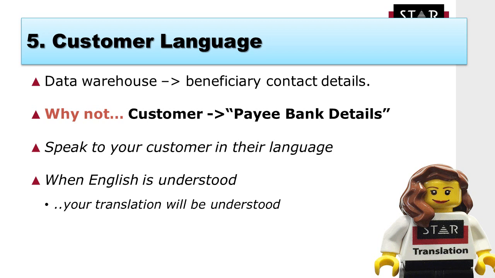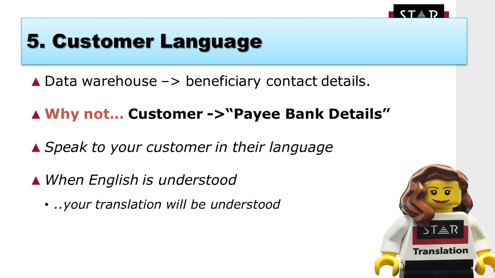So speaking of customer language, and how customers work, you should always speak in a customer's tone of voice. This is a real live example. We had a banking system that we worked with, and we were asked to translate the data warehouse beneficiary contact details. Now, I manage our finances, and I didn't know what this term meant until the guys explained to me, oh, that's the customer payee bank details, right? So in bank terms, the data warehouse is their bank information, and the payee bank details is the beneficiary contact details. So why did they not just tell me that in the first place, right?